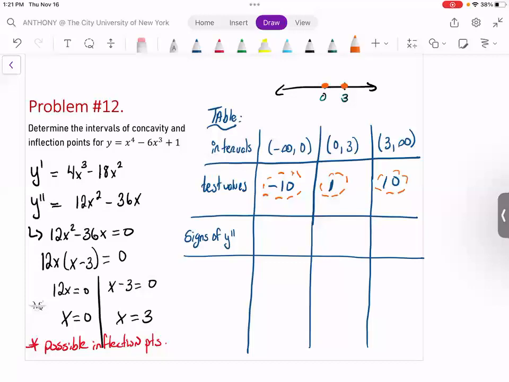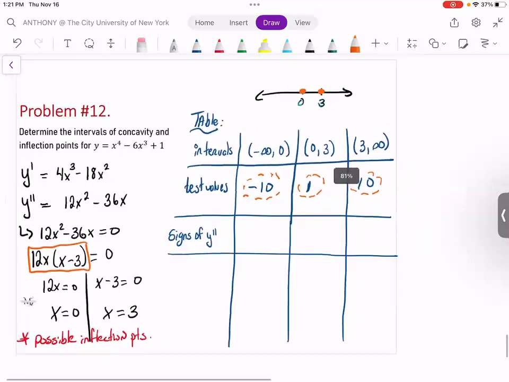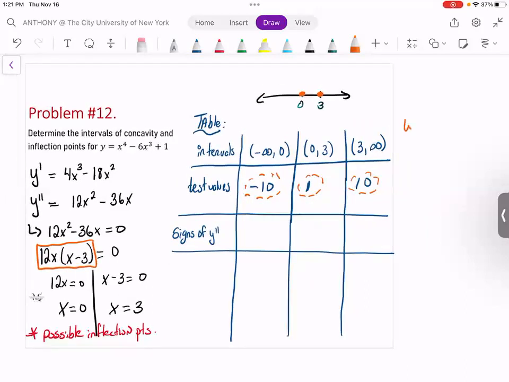Now, you have a few options. You could plug it into the 12x squared minus 36x, but because we only care about the sign for y double prime, I am going to plug it in the factored form. For example, when x is equal to negative 10, you get 12 times negative 10 followed by negative 10 minus 3.